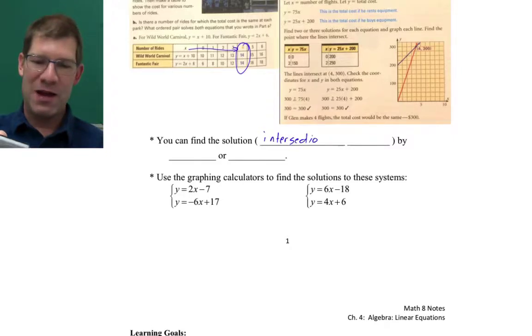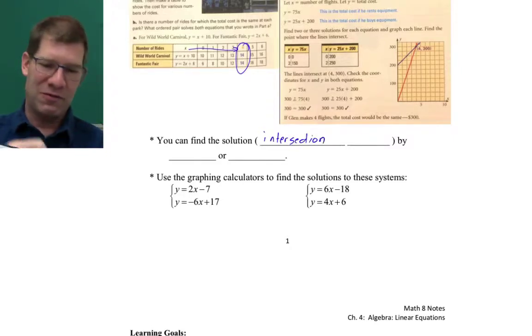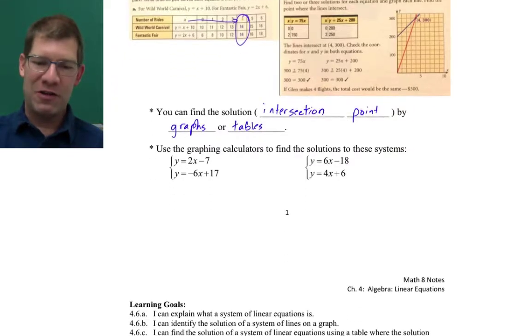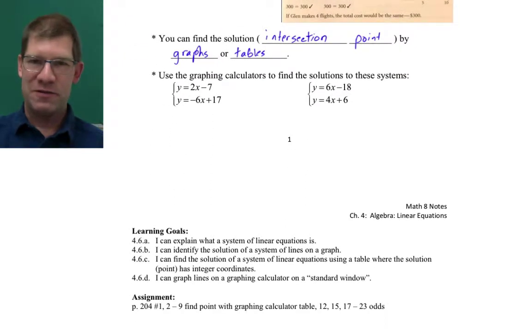That xy pair, that's the same for both. That's really sloppy. Let's make that a little bit nicer. So the intersection point can be found by graphs or tables. And I'm going to go through how to use a graphing calculator for these next two systems.